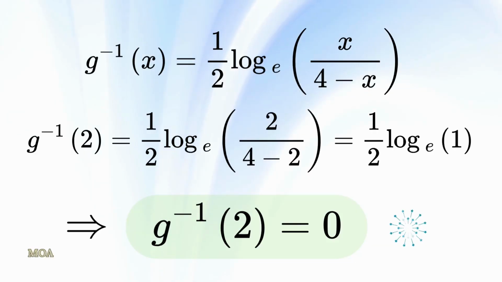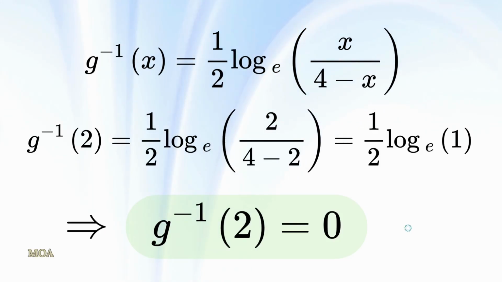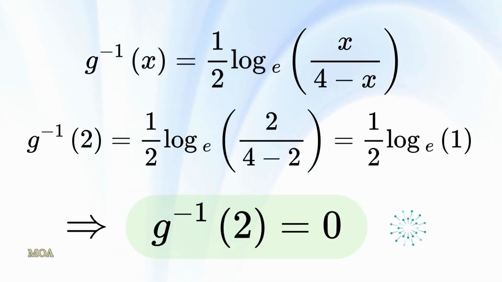Using the expression we just derived, g inverse of x equals 1/2 times log base e of the quantity x over 4 minus x. Substituting x equals 2 gives g inverse of 2 equals 1/2 times log base e of the quantity 2 over 4 minus 2, which is 1/2 times log base e of 1. Since log base e of 1 equals 0, this becomes 1/2 times 0, which is 0. Therefore, g inverse of 2 equals 0.